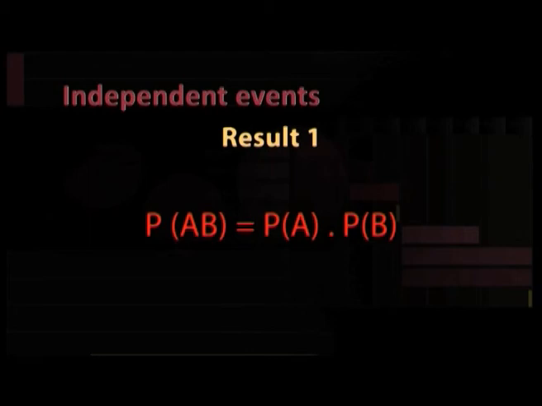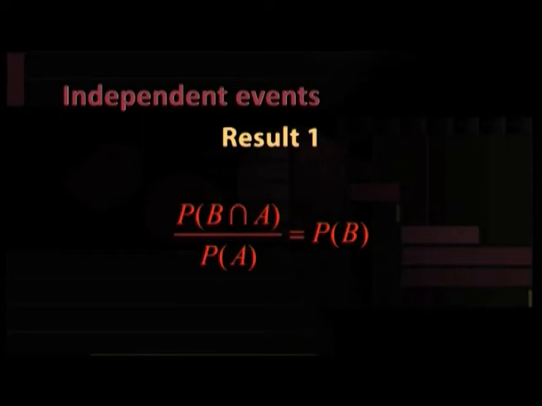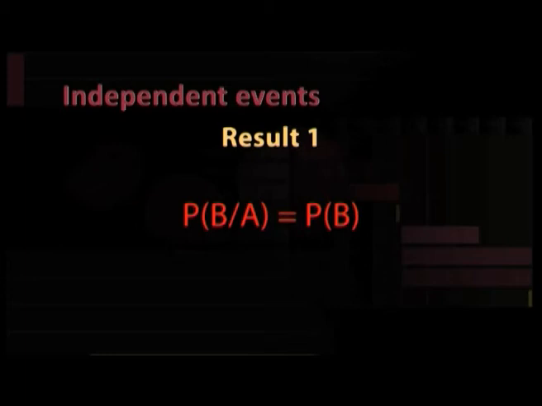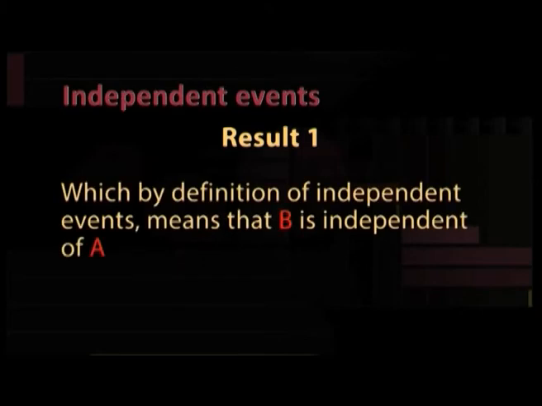Probability of AB is equal to probability of A into probability of B, implies probability of B intersection A divided by probability of A is equal to probability of B. Since probability of AB is equal to probability of BA and probability of A is not equal to 0, this implies probability of B given A is equal to probability of B, which by definition of independent events means that B is independent of A.